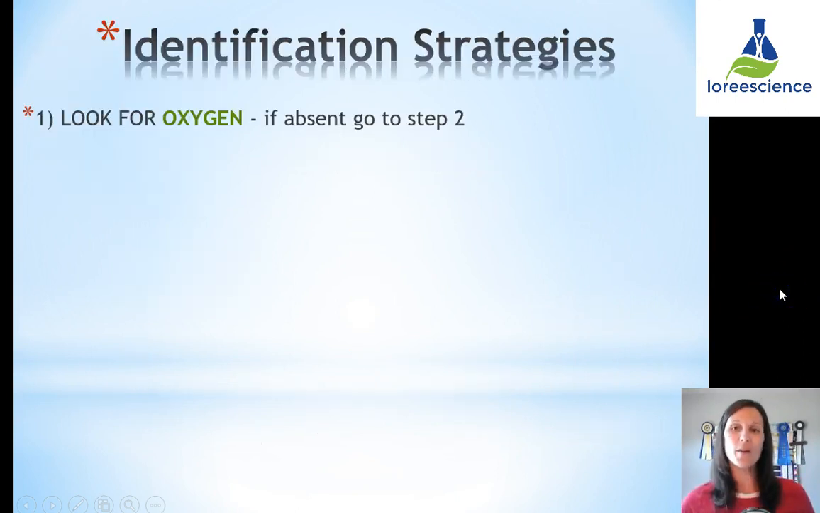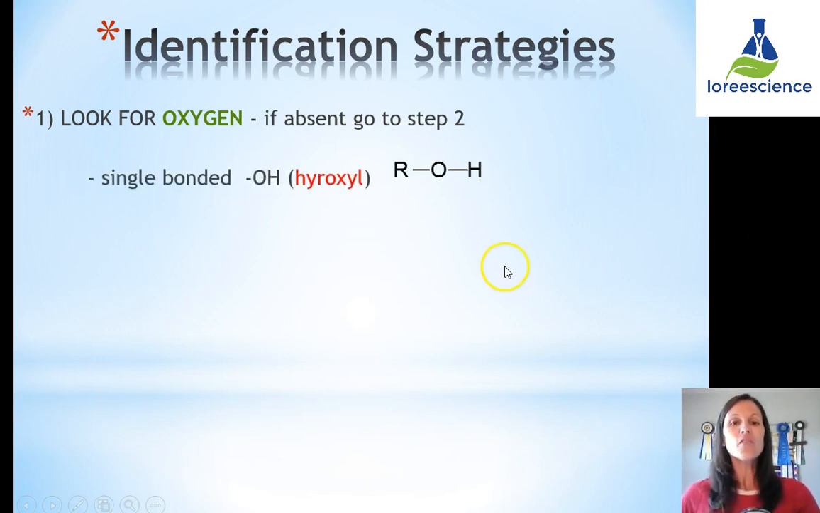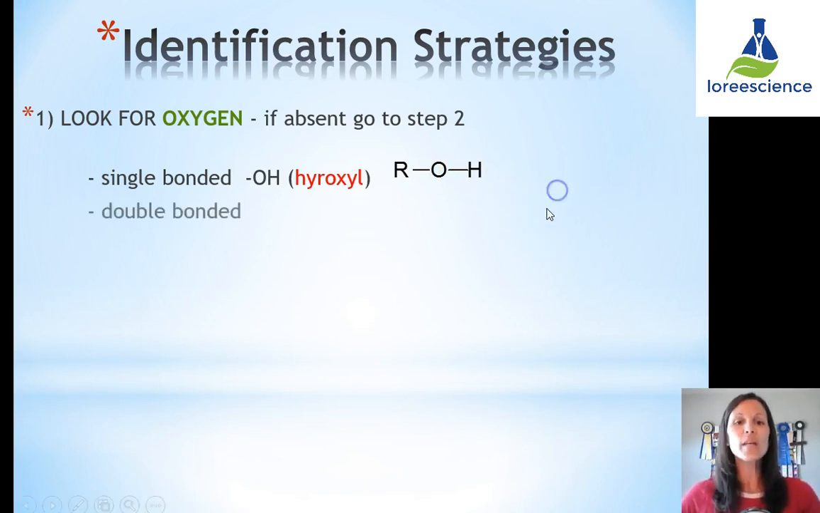So how do you go about identifying these functional groups? Well, the first thing you do is look for any oxygens. If there are no oxygens where you're looking, go to step 2. But if there is an oxygen, you go through these steps. If the oxygen is single bonded to a carbon, look for a hydrogen bound to it. Is it a hydroxyl? If not, there's no other single bonded oxygen that we are going to need to identify as a functional group. Then you look at it and ask, is it a double bond?